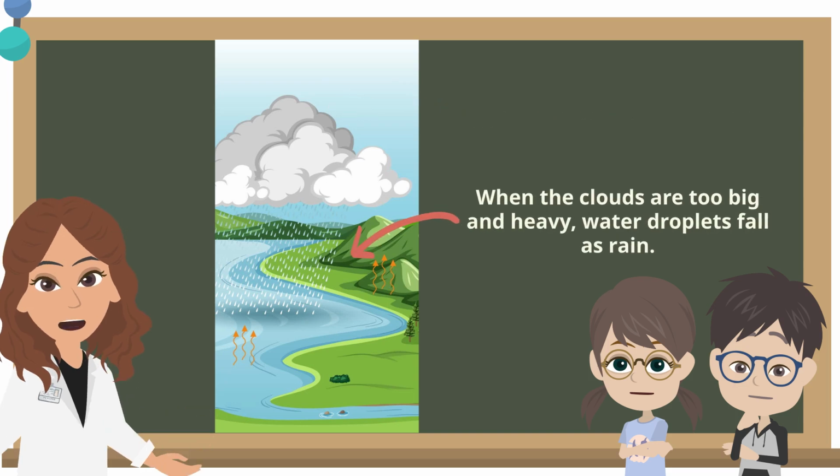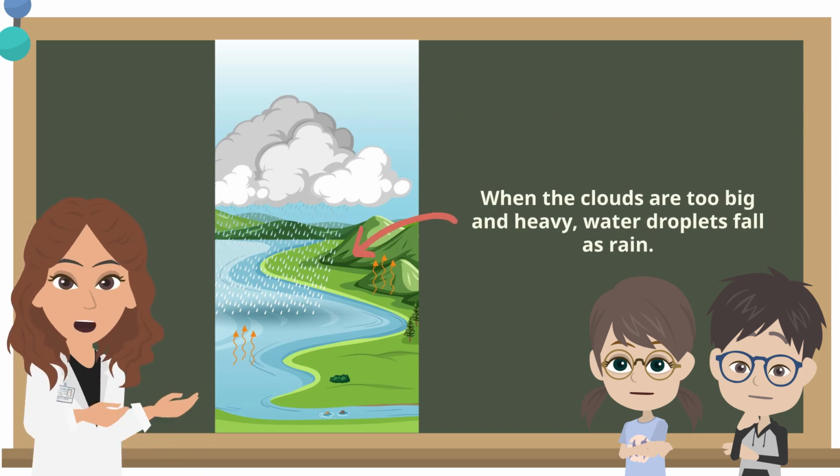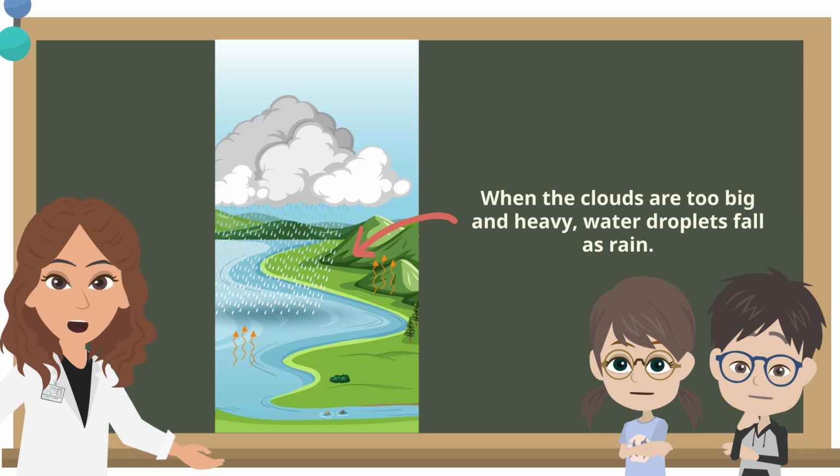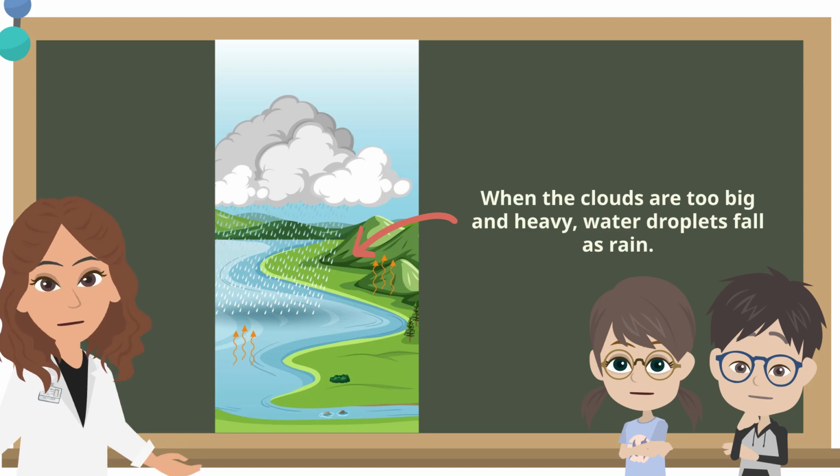Exactly. The clouds become big and heavy as more and more water droplets are formed. Eventually, the water droplets fall to the earth as rain.